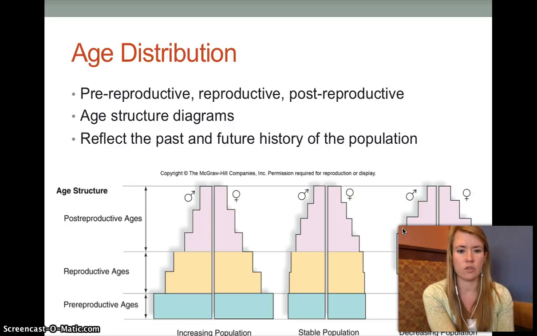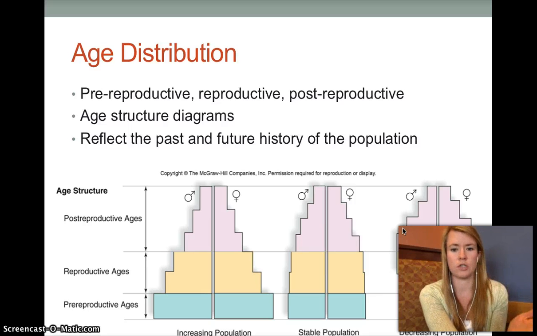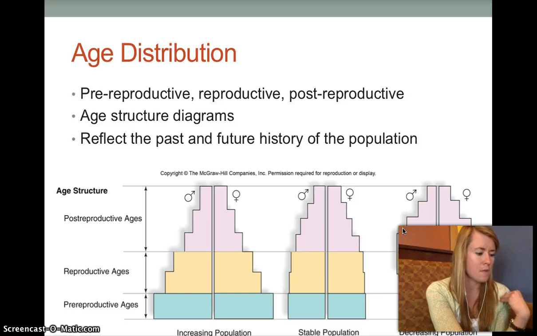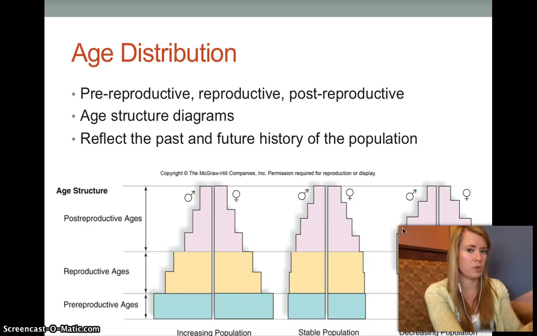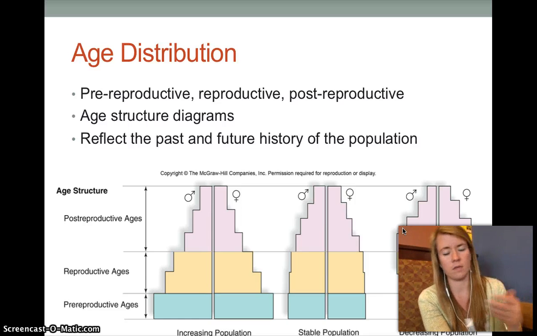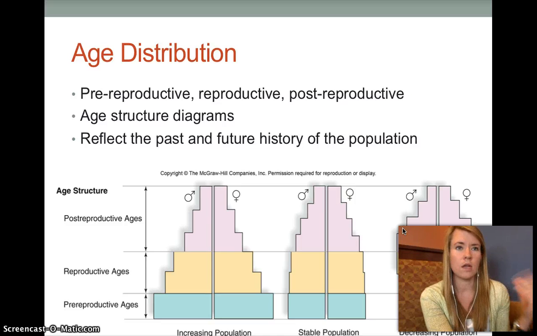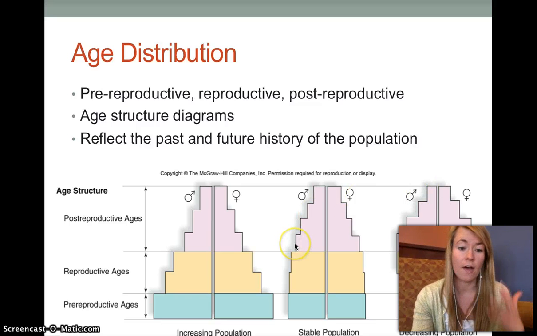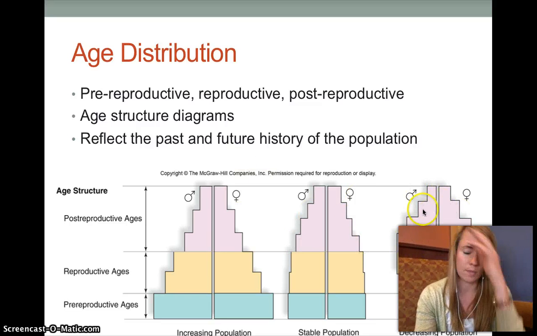And so we make these age structure diagrams, and they kind of tell us about the past and the future history of a population. So humans had a very large post-war baby boom. You guys have probably heard about that, with tons of babies being born between the end of the 1940s through the 1960s. So pretty soon, our age structure in the United States is going to be heavy on the post-reproductive.